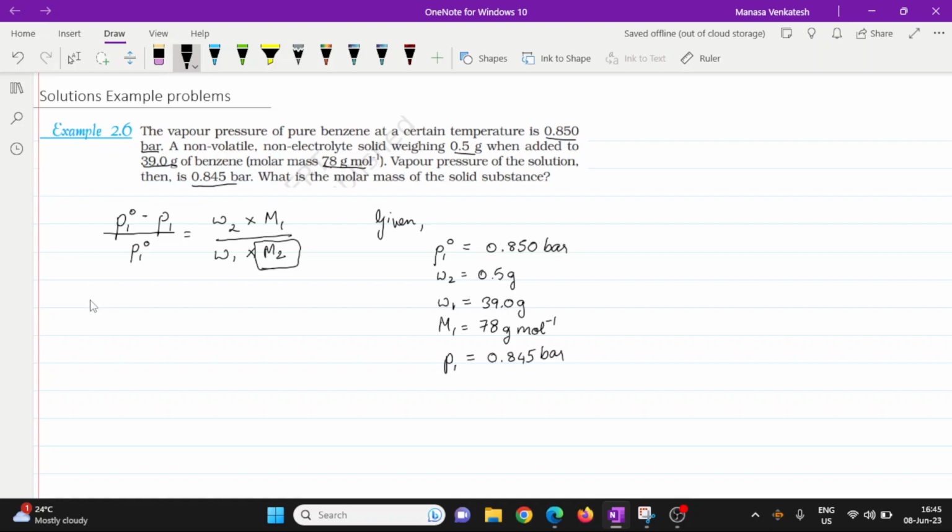So it's going to be (0.850 bar minus 0.845 bar) whole divided by 0.850 bar equals W2, which is 0.5 grams, into M1, which is 78 grams per mole, and then you have W1, which is 39.0 grams, and then you have M2, which is what we need to calculate.